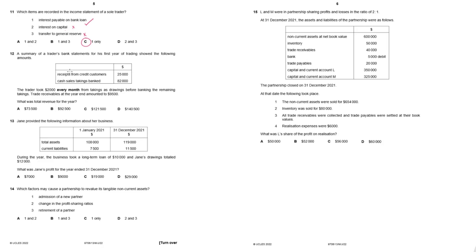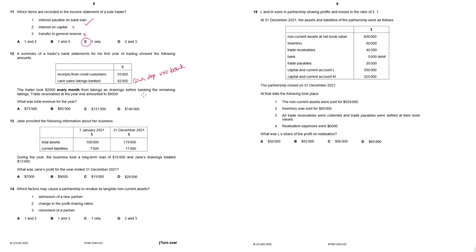Summary of a trader's bank statement for the first year of trading showed the following: receipts from customers, cash sales, takings banked. Okay, the amount deposited from cash to bank. So cash deposited into bank, that amount, 82,000. And 25,000 directly deposited by customers into the bank. Trader took 2,000 every month from takings as drawings before banking the remaining takings. Trade receivables at the end amounted to 9,500. What is the total revenue?